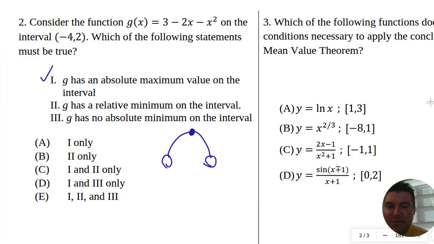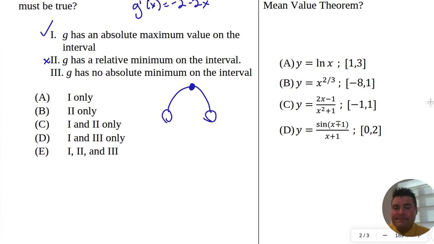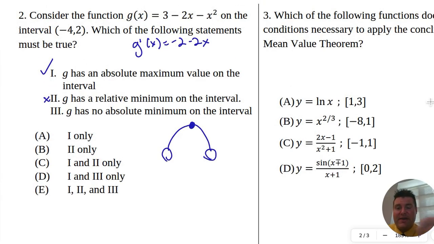G has a relative minimum on the interval. That's just not true, because you can tell from my drawing here. Relative minimum means that the derivative is going to change from negative to positive. That doesn't happen here. We have a down parabola. You can even check it by finding the derivative, which is negative 2 minus 2x, and finding the critical points. Looks like we have a critical point at negative 1 here. Since I only have one extremum, and it's a relative max, it's going to be the absolute max.